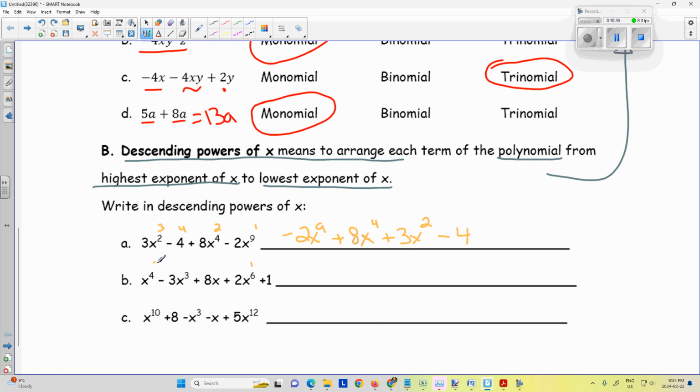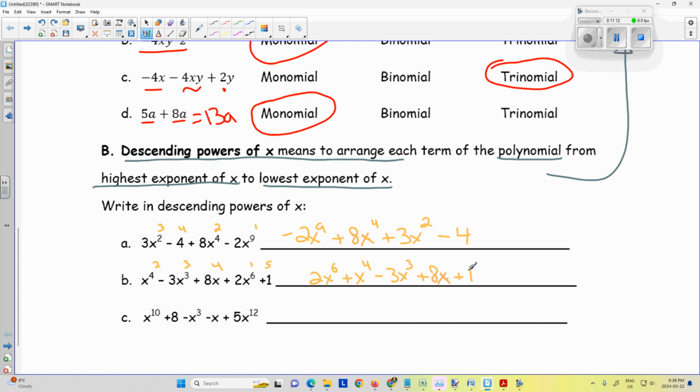Here I've got an x to the 4. Here I've got an x cubed. Here I've got just an x. And over here, my last one, I've got my constant. So I'm going to do plus 2x to the 6. Plus, we said my x to the 4 is my next one. Then we said negative 3x cubed was our third. Plus 8x, and then a plus 1.